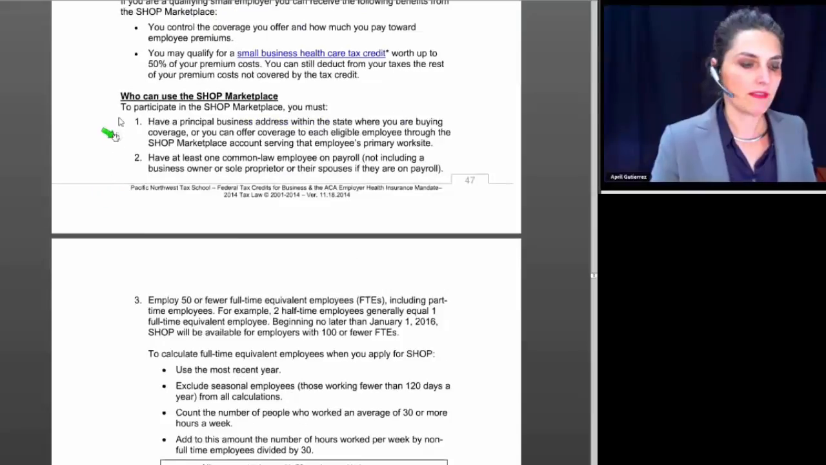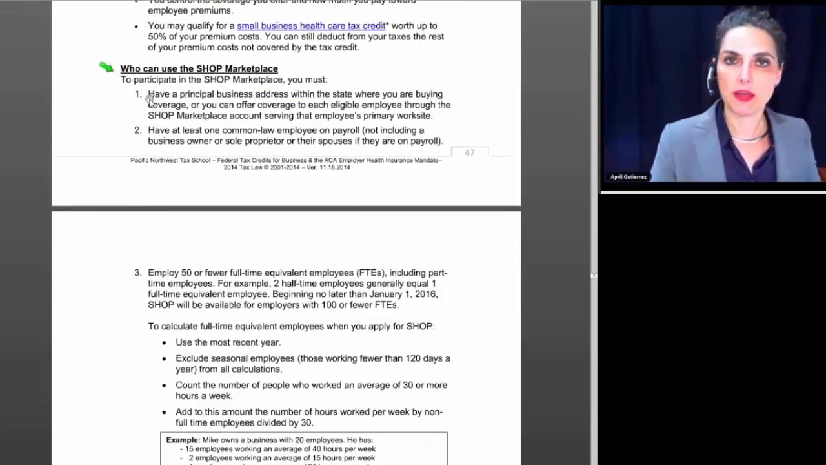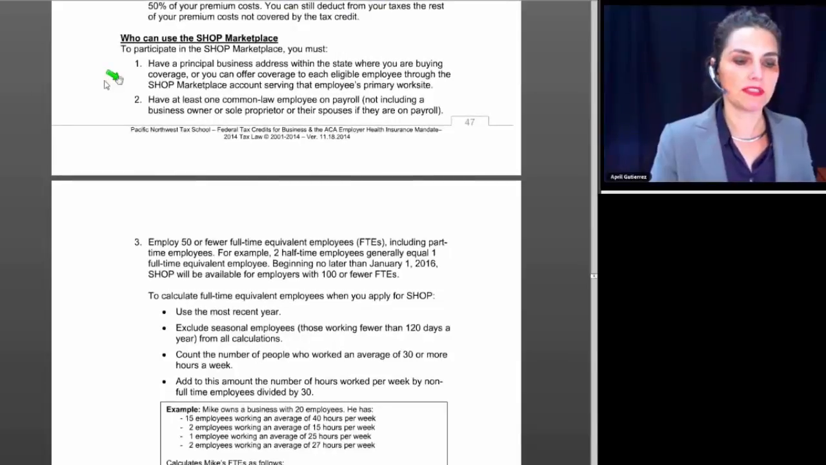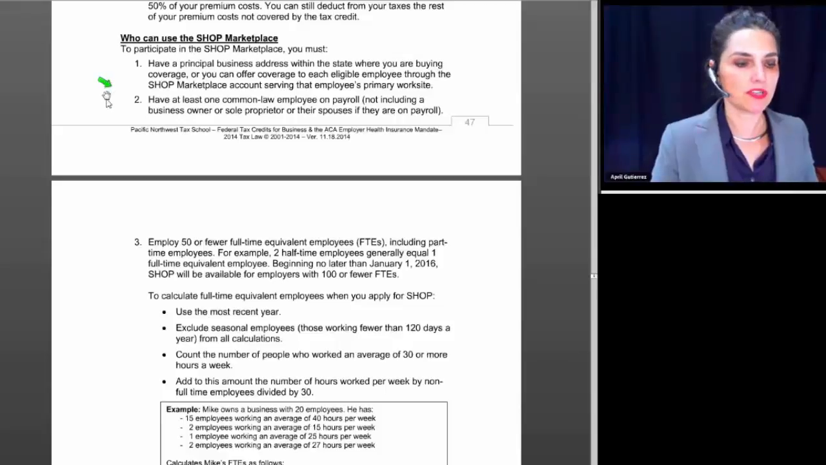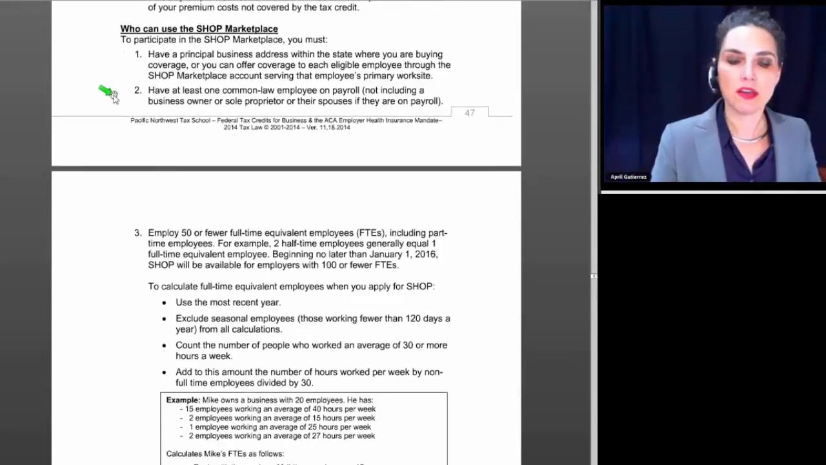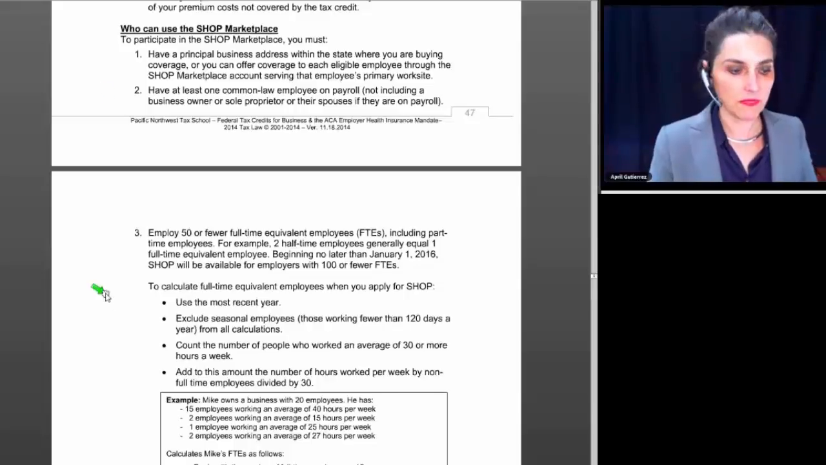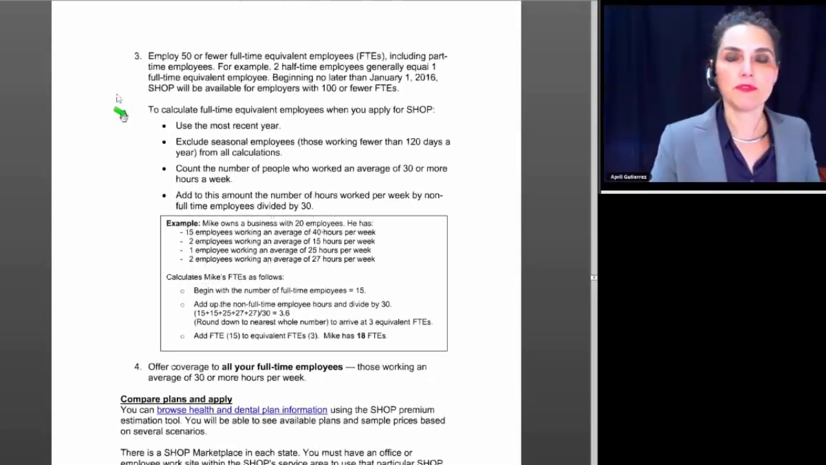So who can use the SHOP? Well, to participate in the SHOP marketplace, you must have a principal business address within the state where you are buying coverage, or you can offer coverage to each eligible employee through the SHOP marketplace account serving that employee's primary work site. Also, you have to have at least one common law employee on payroll, not including the business owner or sole proprietor or their spouses if they are on payroll. You have to employ 50 or fewer full-time equivalent employees, including part-time employees. For example, 2 half-time employees generally equals 1 full-time equivalent employee.